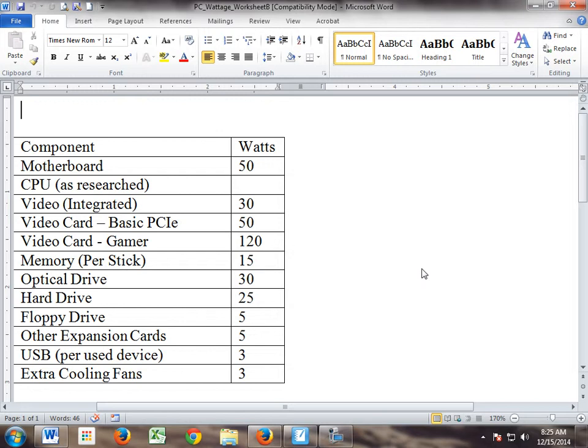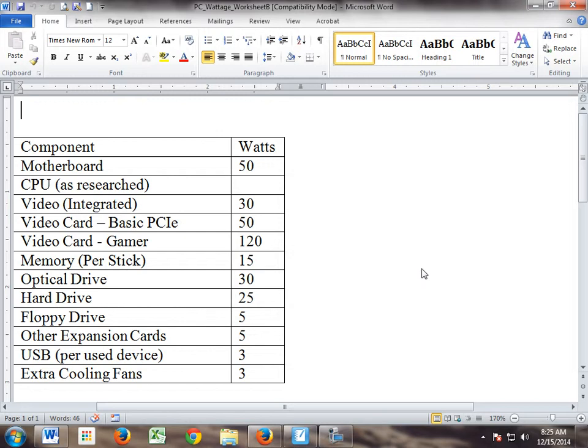You're going to find out how many sticks of RAM there are, 15 watts per stick. Optical drive, roundhouse 30 watts, hard drive is 25, floppy drive we're saying is 5. Any other expansion cards, 5 watts. Any USB that you know you're using with that system. In other words, if it says it uses a USB keyboard and mouse, then you're going to add 6. If it doesn't list anything, then you're not.